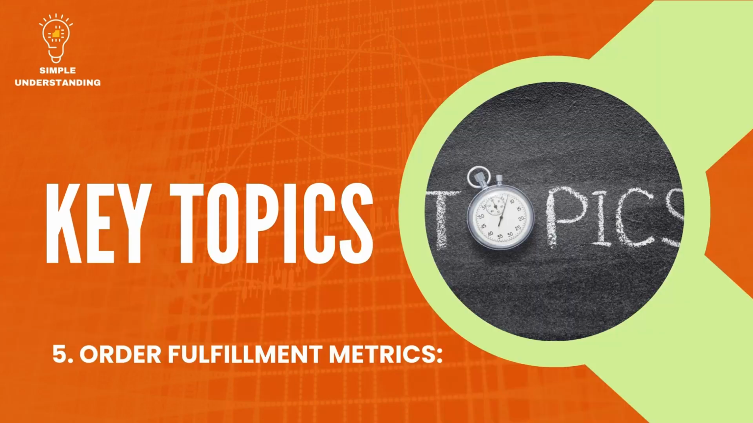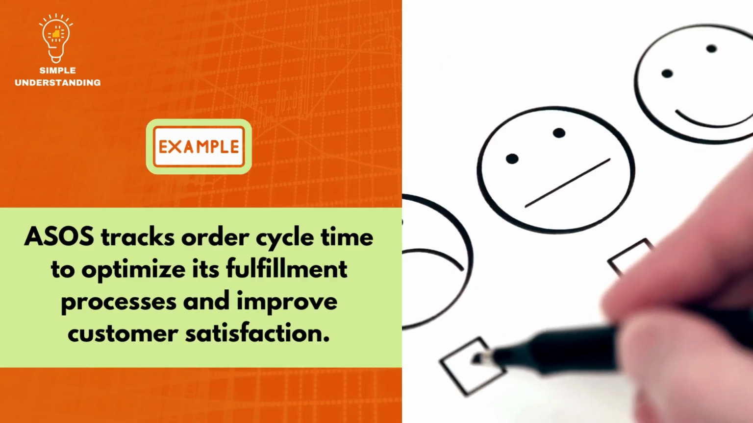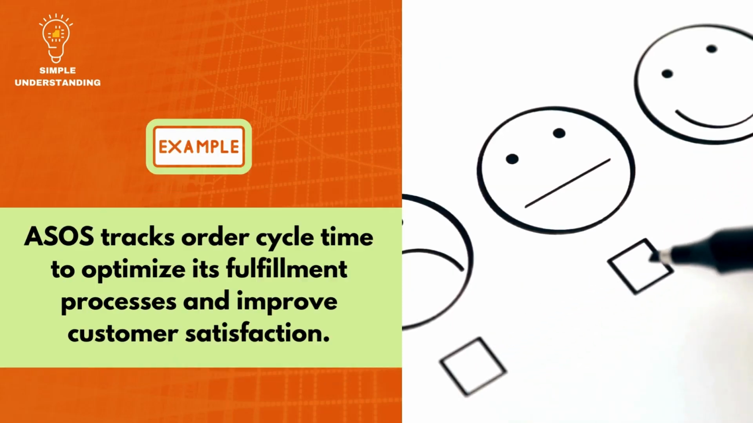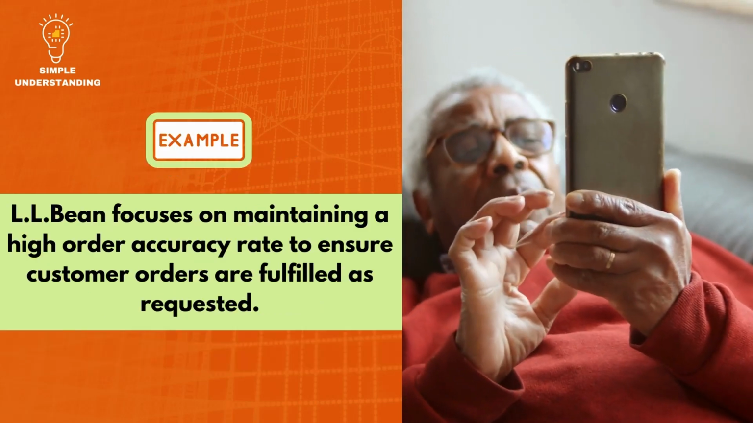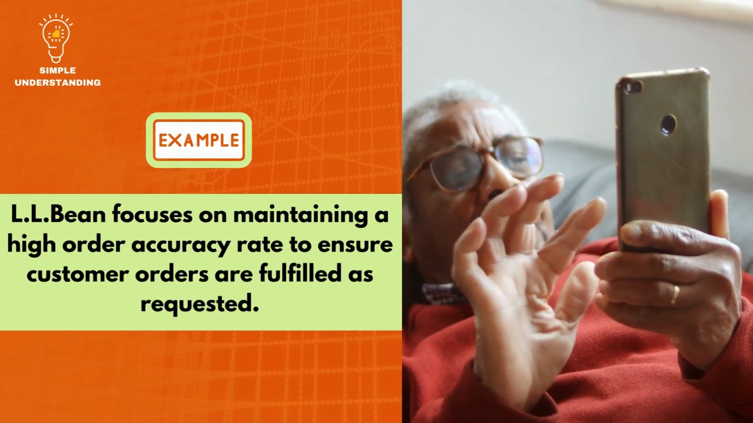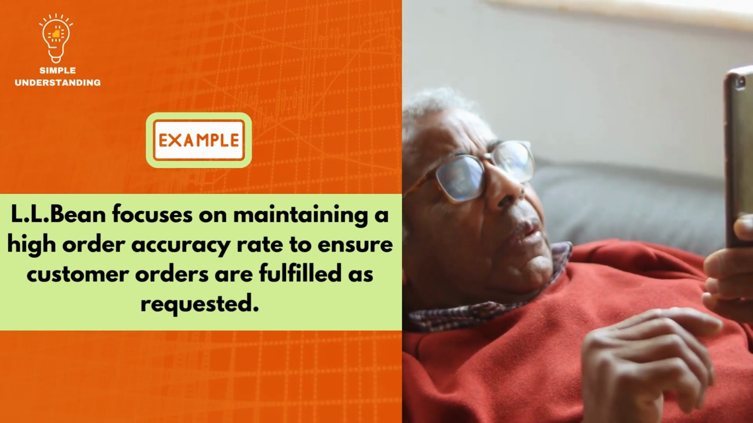Order fulfillment metrics. A. Order cycle time. Measures the time taken from receiving an order to delivering it to the customer. Example: ASOS tracks order cycle time to optimize its fulfillment processes and improve customer satisfaction. B. Order accuracy rate. Assesses the percentage of orders fulfilled correctly without errors. Example: LL Bean focuses on maintaining a high order accuracy rate to ensure customer orders are fulfilled as requested.